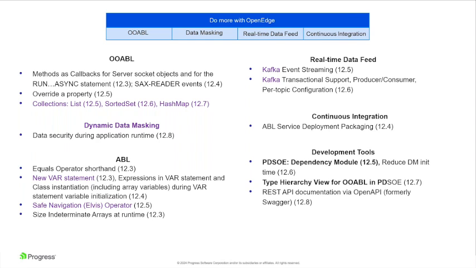On the development tools for PDSOE, we have re-architected the development tools in PDSOE and continued to improve them in the subsequent innovation releases. We've created a new dependency module, and as that dependency module can get quite large and take time to build when we're initializing it, we've also reduced the initialization time in 12.6. Also, depending on what your next usage is of it, there are some operations you can do to start using it before that initialization has completed. Makes it more available for you to get moving with your work. We've also included a type hierarchy view for OOABL in PDSOE.